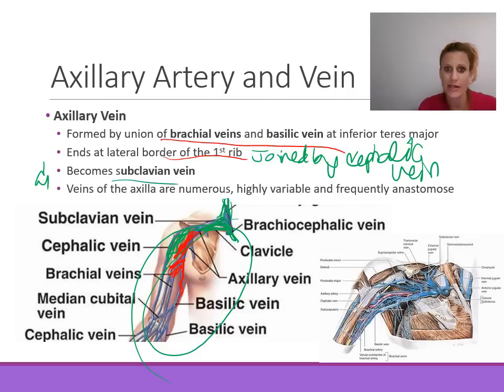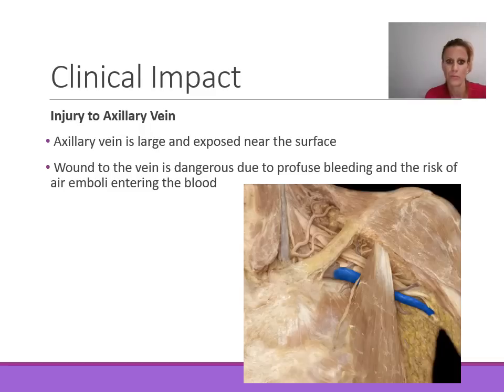The veins of the axilla are much more numerous than the arteries of the axilla. They're also highly variable, and they frequently anastomose with each other. So if you look at this picture over here, that's a bit more realistic. It's a little bit messier than some of the diagrams and models make it seem. Here you can see the axillary vein as it heads underneath the pectoralis minor and into the arm.